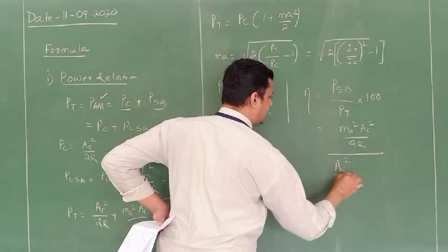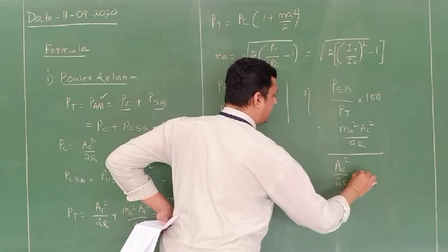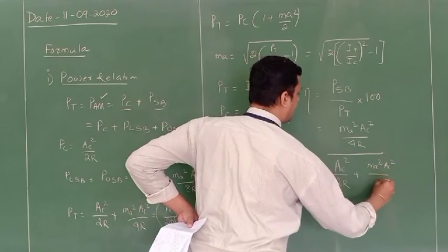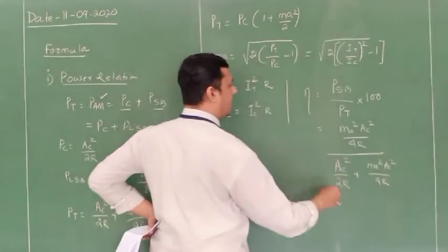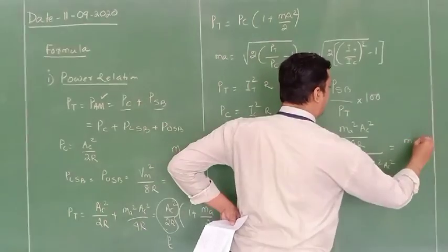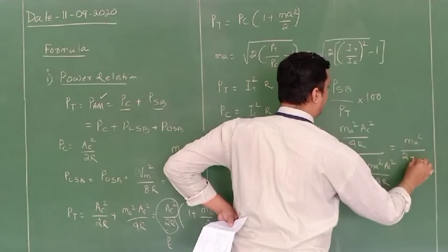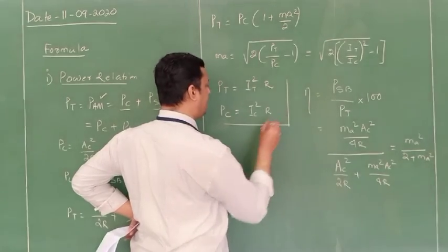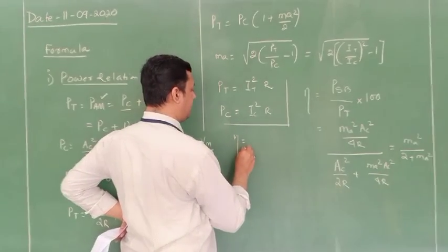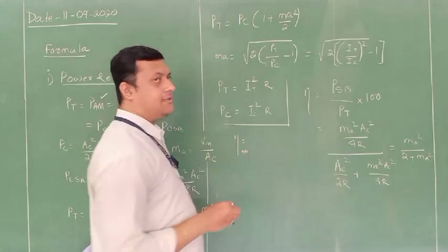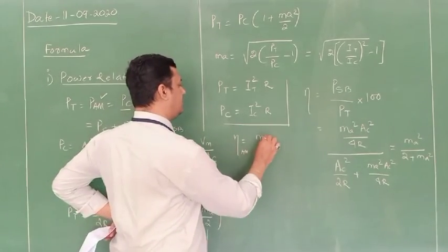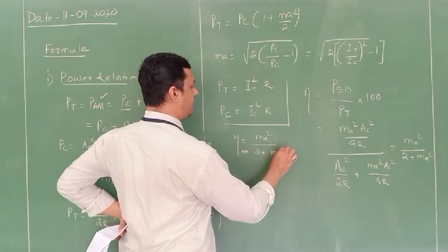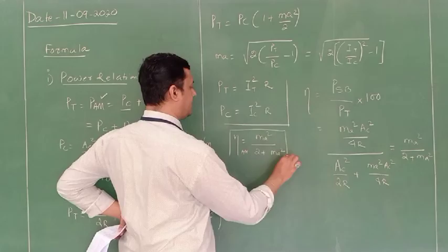Carrier power is Ac square by 2R, plus sideband power is ma square Ac square divided by 4R. If I solve this, I will get ma square divided by 2 plus ma square. So this is the efficiency of transmission of AM. I will write efficiency, suffix AM, is equal to ma square divided by 2 plus ma square. So this is the efficiency.